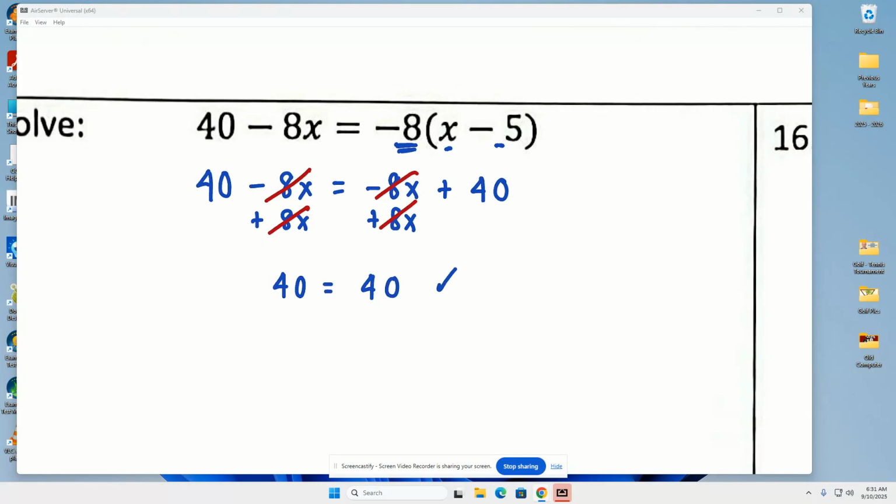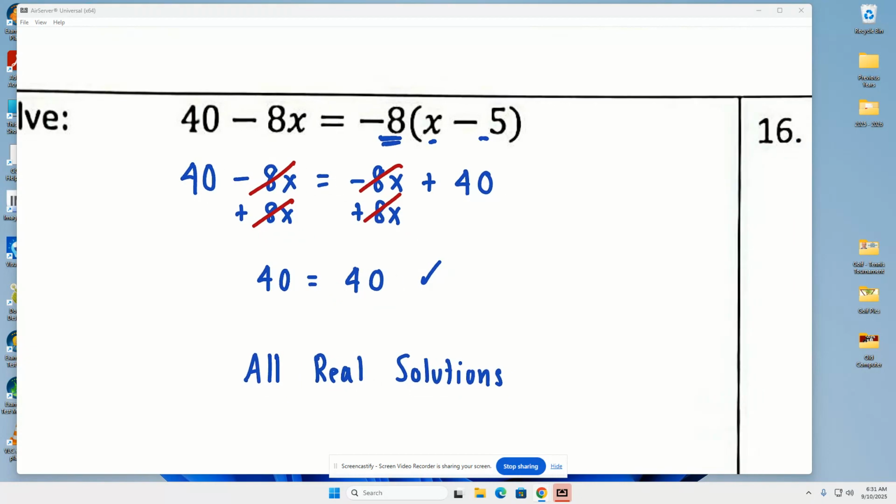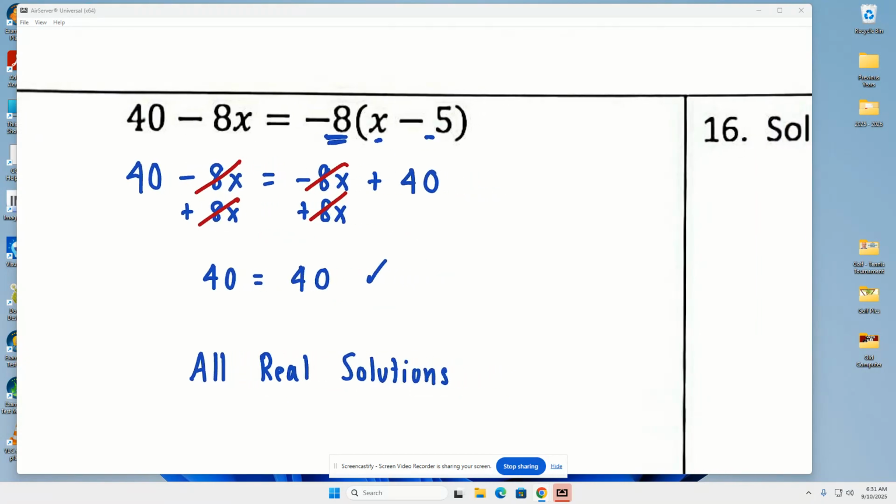Absolutely. Remember, when your variable cancels, there's two possibilities. Either the values equal each other like this, and your answer is all real solutions, or they wouldn't equal each other, and it would be no solution. So in this case, 40 equals 40, all real solutions. Everything works. Anything we'd plug in for x would work.